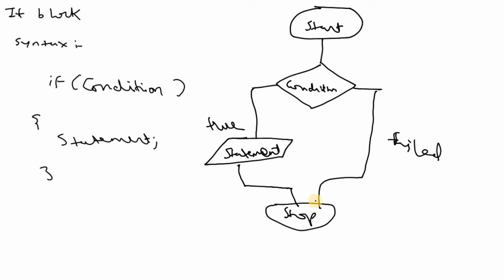Means the block of instructions executes only when the condition is true. If the condition is false, it will skip the statements and it will execute this one. This is how the if block statement works. This is the syntax of if block, and this is the flow chart. Generally in most programming languages, this flow chart is used for the if block statement.